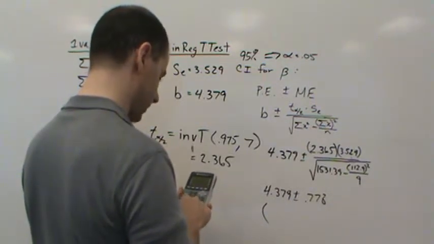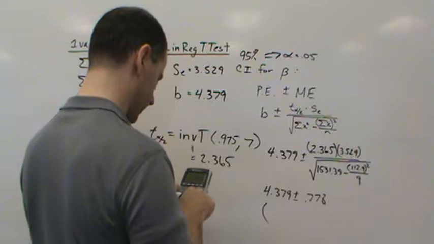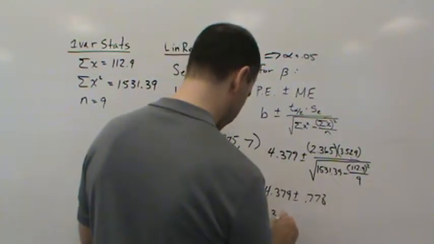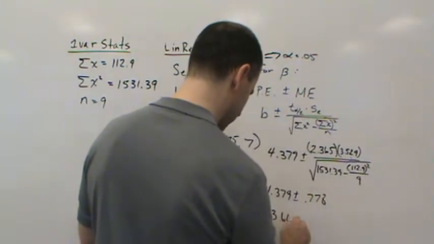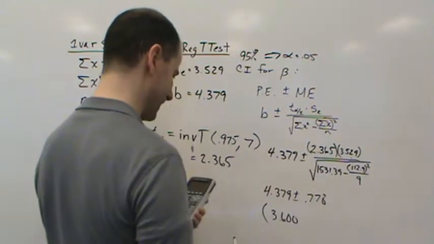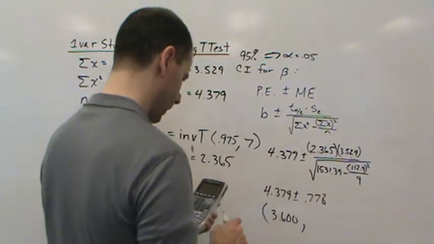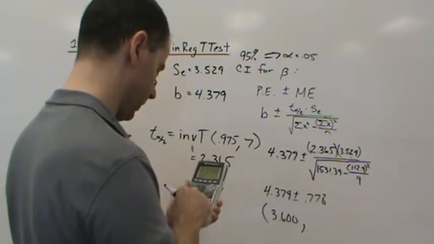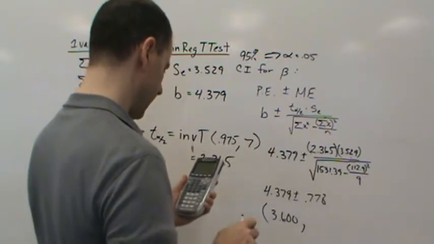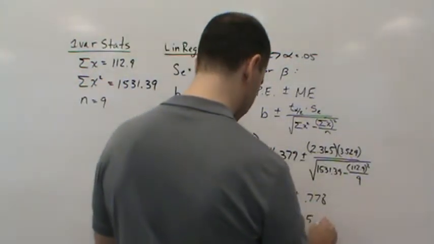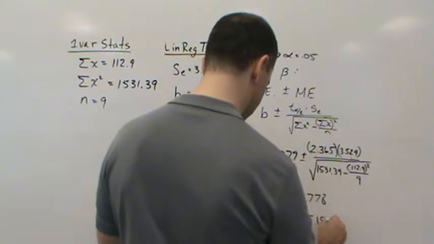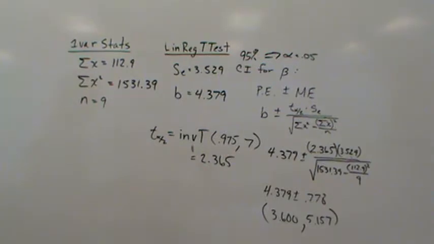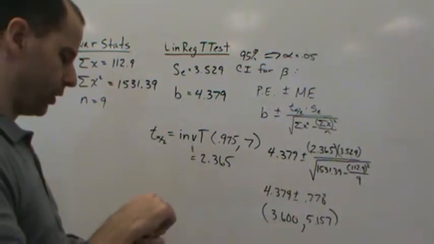It's going to be this. So I get 3.600, comes out to 3.6 exactly. And now if I do 4.379 plus 0.778, I get 5.157. And so now this is my 95% confidence interval for the true slope of the regression line.